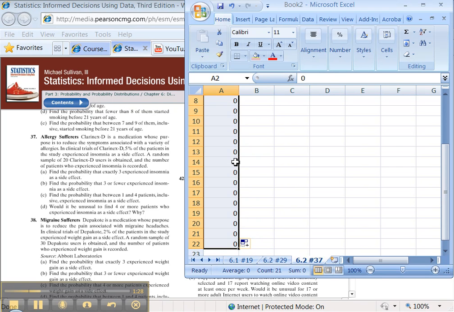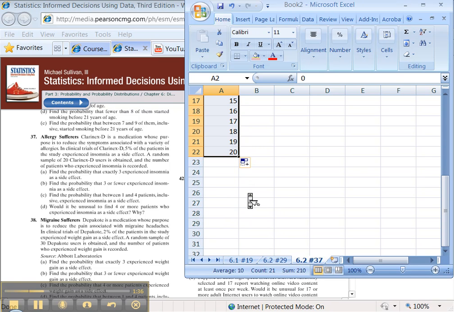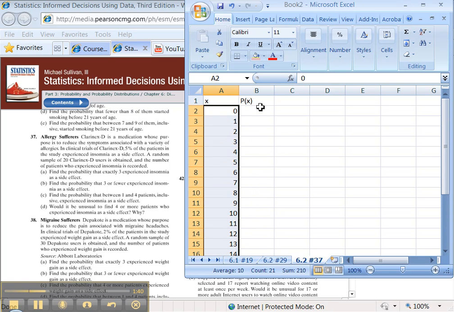And then it made them all zeros, which I don't really want, but then it has this little autofill thing. So let me click on that, and I'm going to click Fill Series. And then it fills them all with numbers. Look, 0 through 20. Great.